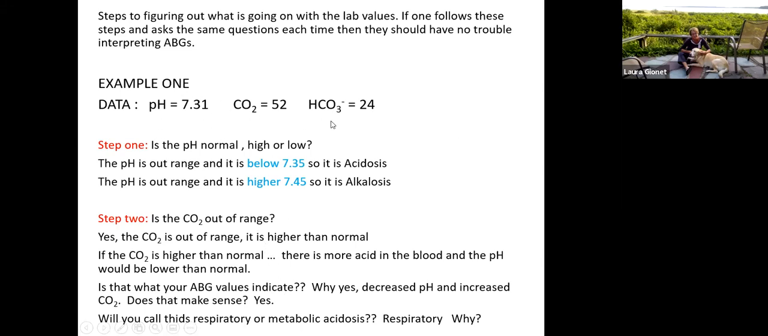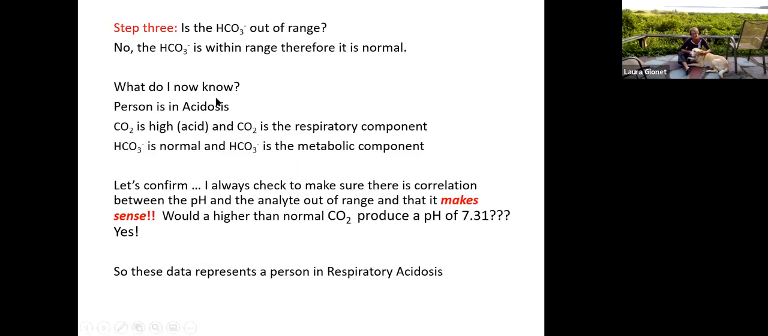But then I look at it also, and I go, using my head and using what I know about the carbonic acid cycle, does it make sense that if my carbon dioxide levels are higher than normal, it will decrease my pH? And yes, right? Yes, it will. So when I get to the end of this, I say, let's confirm. I always check to make sure that there's a correlation between the pH and the one out of range, and that it makes sense. Would a higher than normal carbon dioxide level produce a pH of 7.31? And the answer is yes.